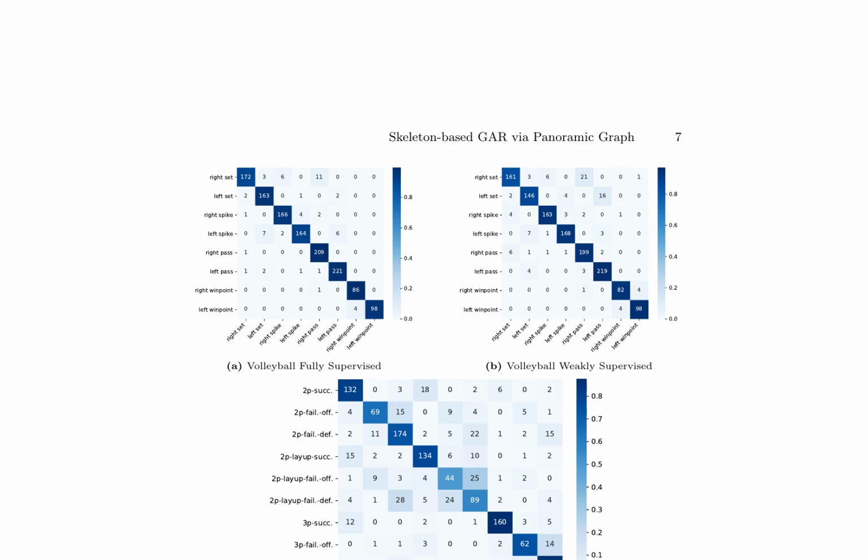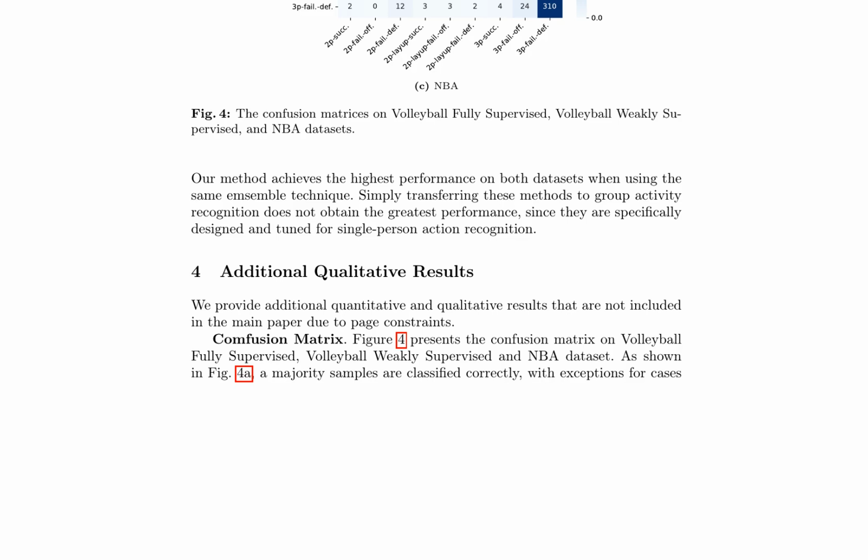In the fully supervised setting, the proposed method achieves the highest performance on both datasets, outperforming baseline models and demonstrating the effectiveness of the panoramic graph structure in capturing group activity. However, when applied to weakly supervised datasets, the overall accuracy decreases due to missed detection and inaccurate tracking of key actors.